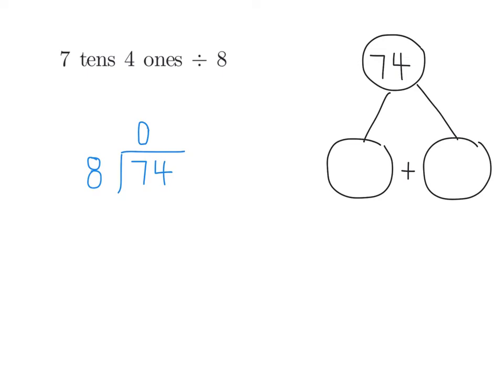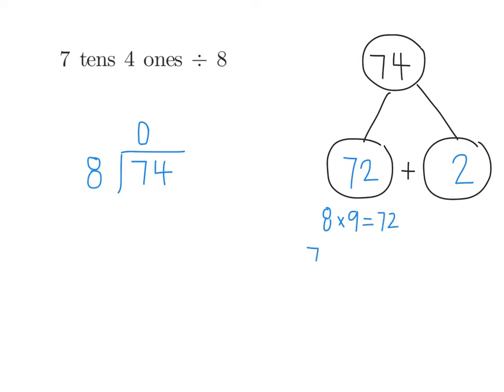Well, I know my multiples of 8, and I know that 74 isn't a multiple of 8. But I do know that 72 is the closest multiple of 8 that is not bigger than 74. So basically I can split up 74 into 2 parts. I can think 74 is the same as 72 plus 2 more. I know that 8 times 9 is 72.